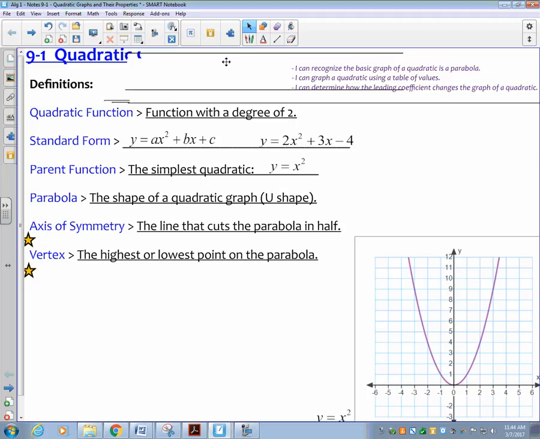The parent function is the simplest form of the quadratic. So y equals x squared is the parent function. The parabola is the shape of a quadratic graph, or a U shape. The axis of symmetry is the line that cuts the parabola in half. And the vertex is the highest or lowest point on the parabola.